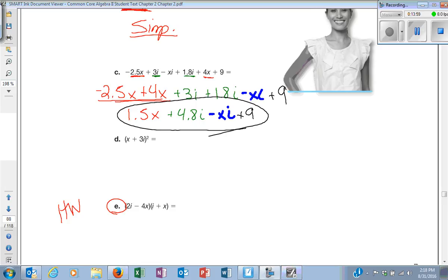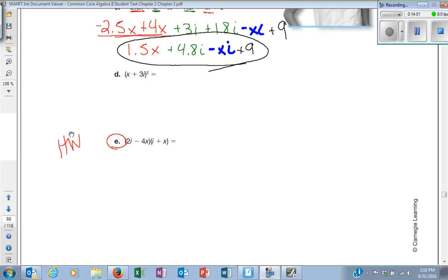Alright, I'm going to do D with you, and then you'll do E on your own tonight. Just to give you a preview, you would just distribute like we've needed to have practice on. So x plus 3i, what does it mean when you square something? It really means that you multiply by itself. So I'm going to write this down twice, and again I'm going to distribute. We need practice on this distributing.